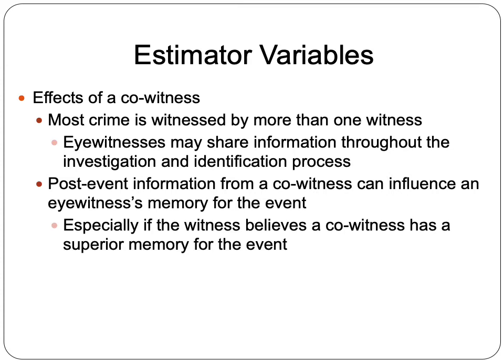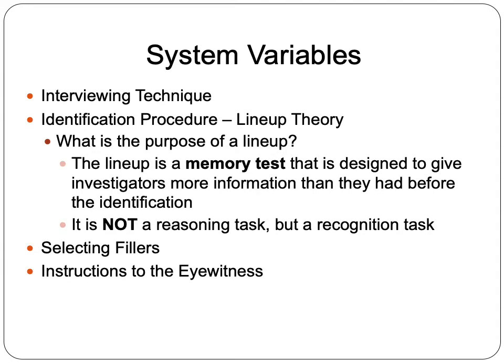These are all estimator variables. We can't actually do anything to control these variables. System variables, on the other hand, we can do something about. System variables include things like the interview technique, as well as the identification procedure. And so this is stuff that the police actually use, right?